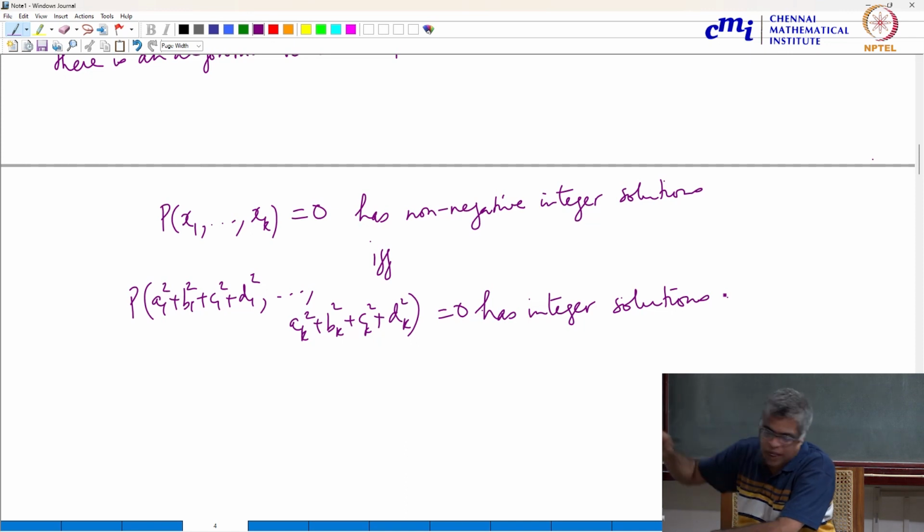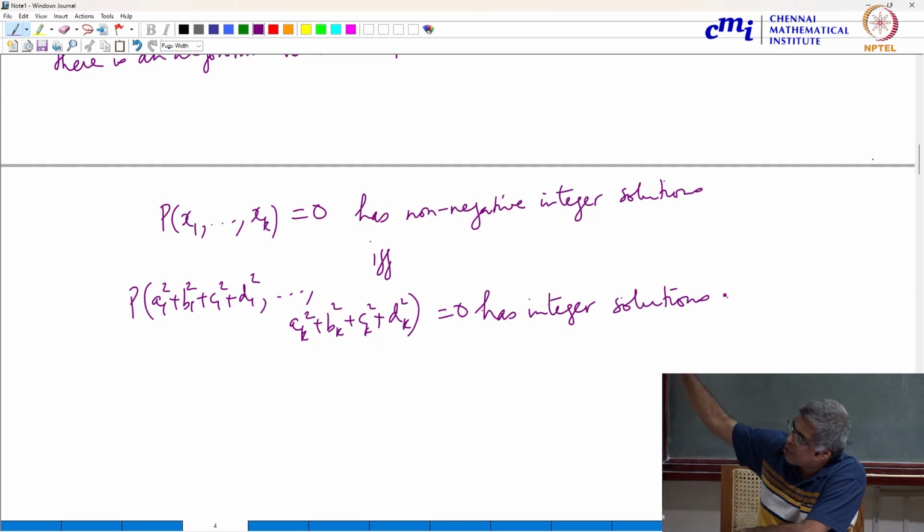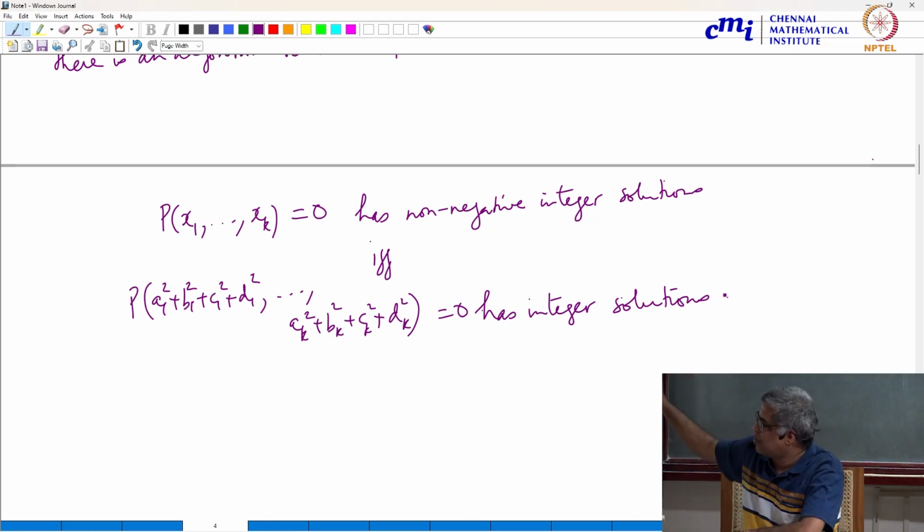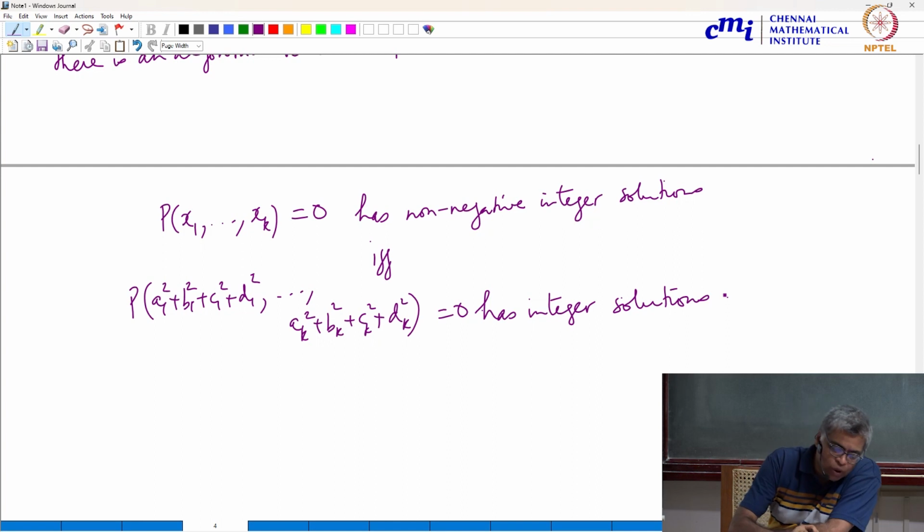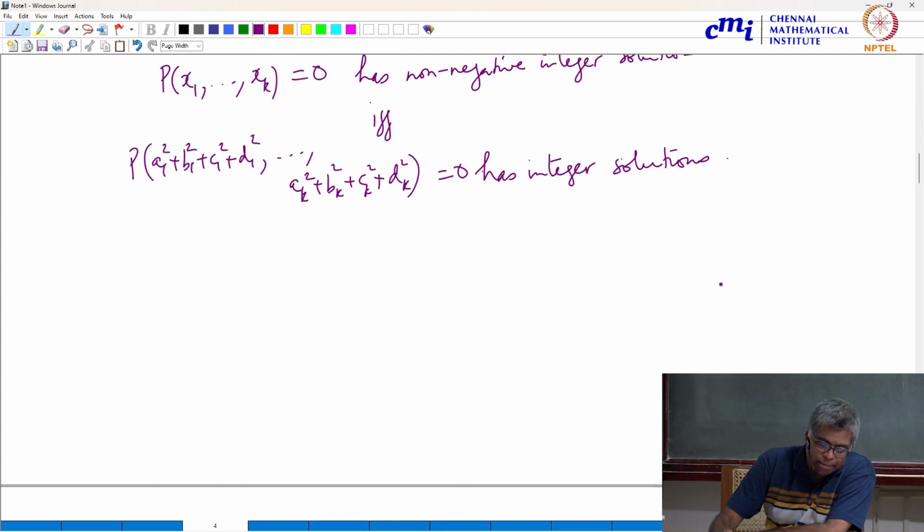This second equation has integer solutions if and only if the first equation has non-negative integer solutions.